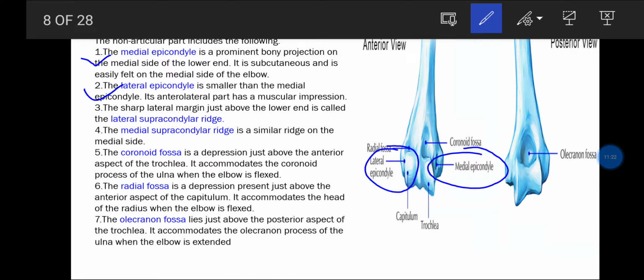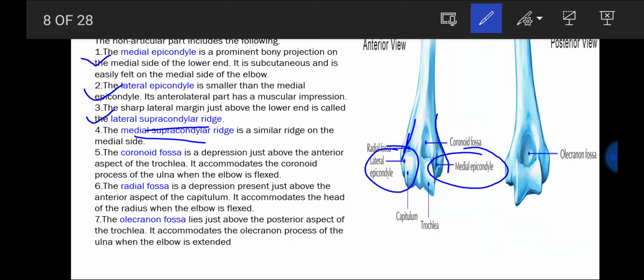Its anterolateral part has a muscular impression. Then there are the lateral supracondylar ridge and the medial supracondylar ridge. So what is the difference? The sharp lateral margin just above the lower end is called the lateral supracondylar ridge. And this one is the medial supracondylar ridge.